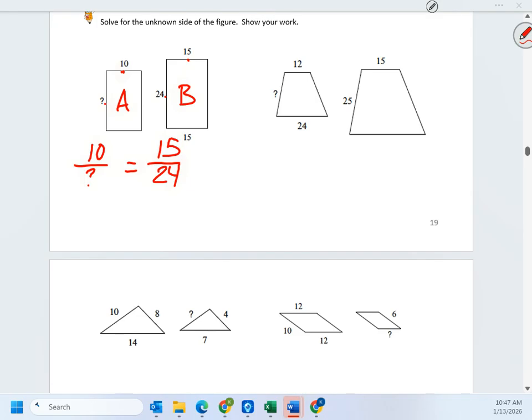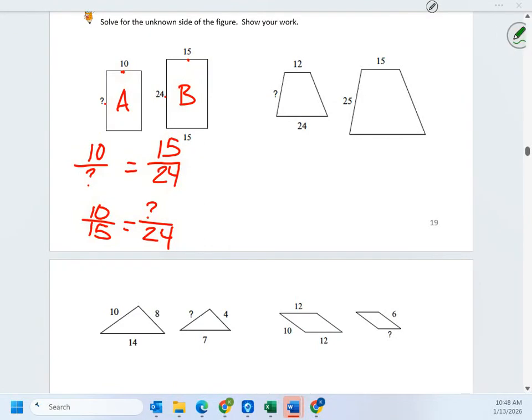No. I could say, let's do my shorts over the short. So I could do 10 over 15, long over the long, A's on top, B's on bottom. Okay, as long as you are being consistent. A's together, B's together, shorts together, longs together, that they match up.